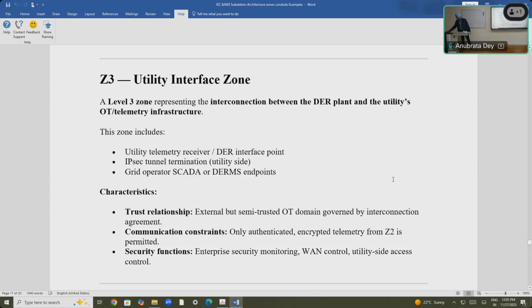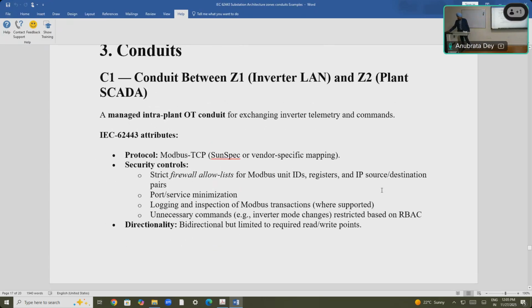So the conduit, 2 conduits only in this case. Okay. Conduit 1 is, this is the protocol. We talked about that. So what are the security controls? Firewall, okay, that will only allow the lists, basically, right? And then minimum number of ports that you want. You don't want to leave any open ports. And then there is logging and inspection of Modbus transactions, wherever it's supported. You could log all, what actions were taken or what went through, okay? And then unnecessary commands restricted by role-based access, okay? It's bidirectional both ways, but again, limited by required read-write points. Right? So that's conduit 1.